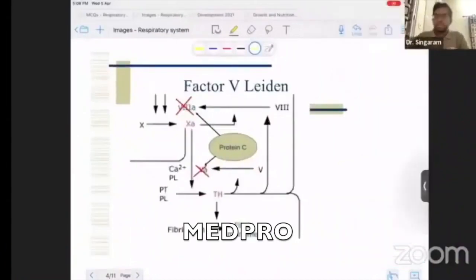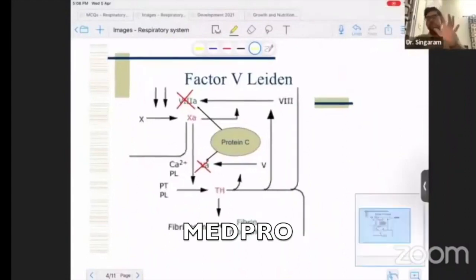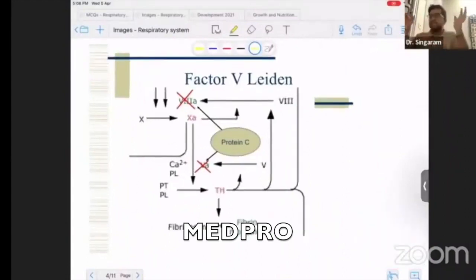So you see this particular thing. This is the factor V Leiden which I want you to take note of. I think all of you know the clotting factor pathway, extrinsic pathway, intrinsic pathway. Now what happens when we move towards the common pathway? Factor 10 and factor 5 are involved in this common pathway. They become activated, that is 10A and 5A.